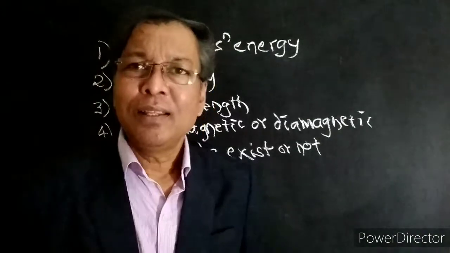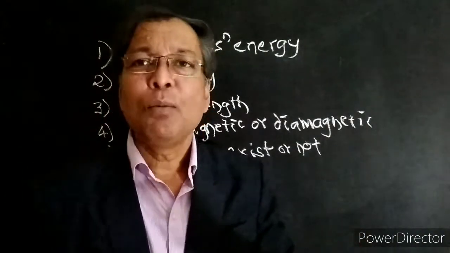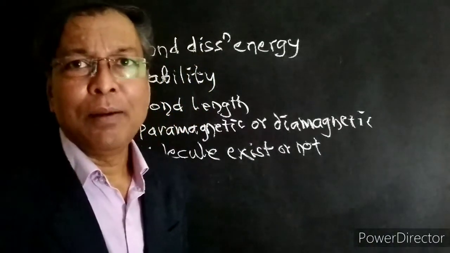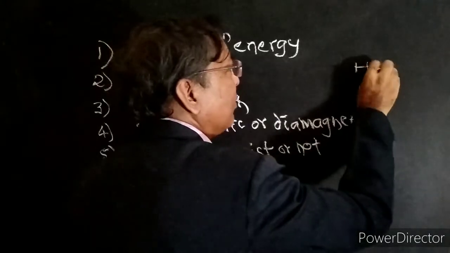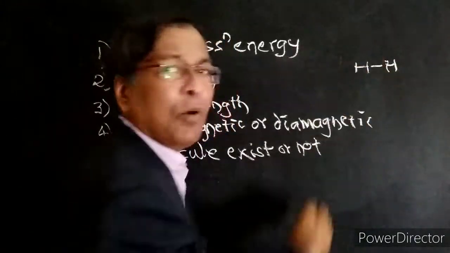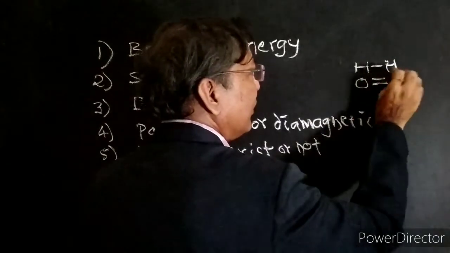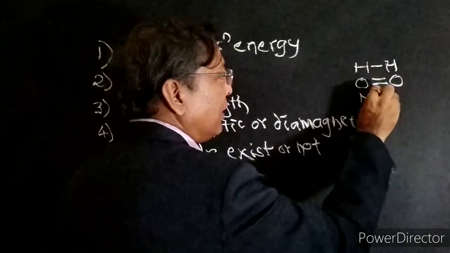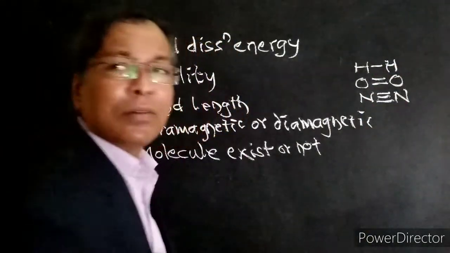I repeat, the energy needed to break the bond is known as bond dissociation energy. If we consider the hydrogen molecule, there is a single bond. When we consider oxygen, there is a double bond. When we consider nitrogen, there is a triple bond.